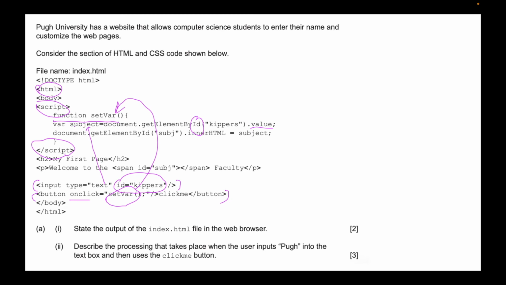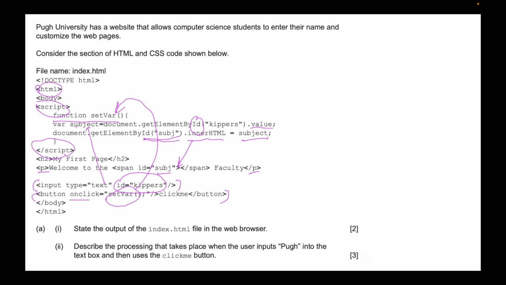Then what we're going to do is we're going to go to the element with ID subj, which is this one right here. And span just means a section of text. So we've got a paragraph tag. We're in the middle of a paragraph, and span is specifying some text that would go in the middle. And we're going to go to that ID, and we're going to set the inner HTML equal to subject. So we're basically going to insert whatever was in the subject variable right in here. Okay. So we're getting what's at ID kippers. We're storing that in the subject variable, and then we're putting that where the element with the ID subj is.